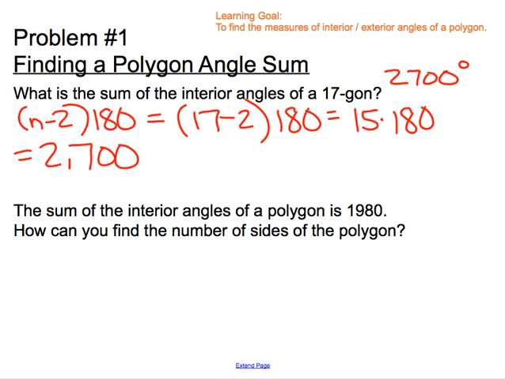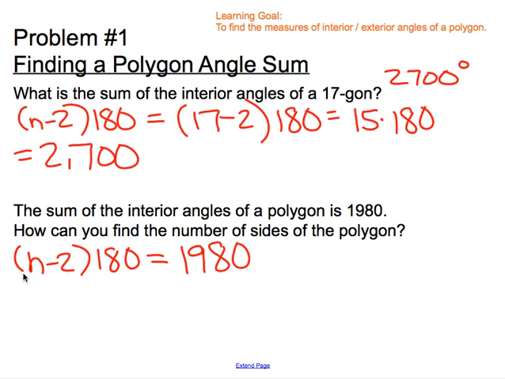A second question might say something like, the sum of the interior angles of a polygon is 1,980, and they might ask us to find the number of sides that the polygon has. The formula in this case is exactly the same. We have n minus 2 times 180. The only thing is now we know the end result. We know that this equals 1,980. And now we want to find the number of sides, or we want to solve for n.